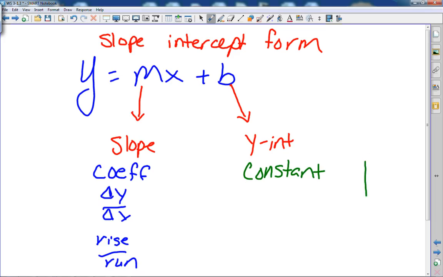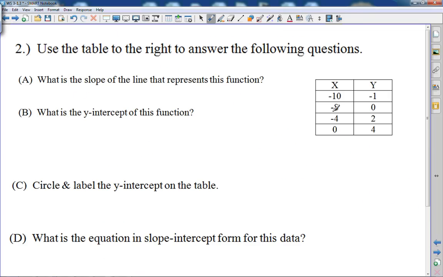This is where, if I have it graphed, the y-intercept is where it crosses the y-axis. Remember, we have x and y. So this right here is the y-intercept.